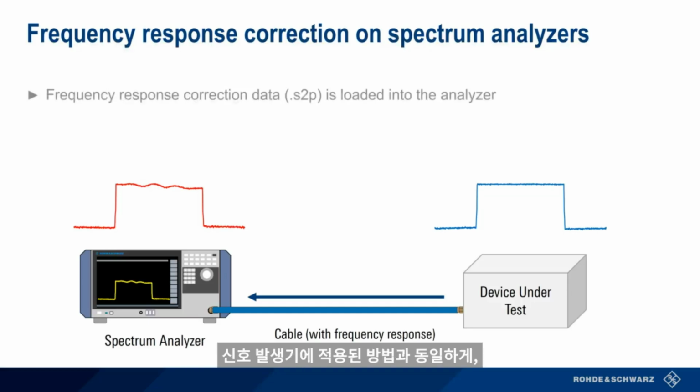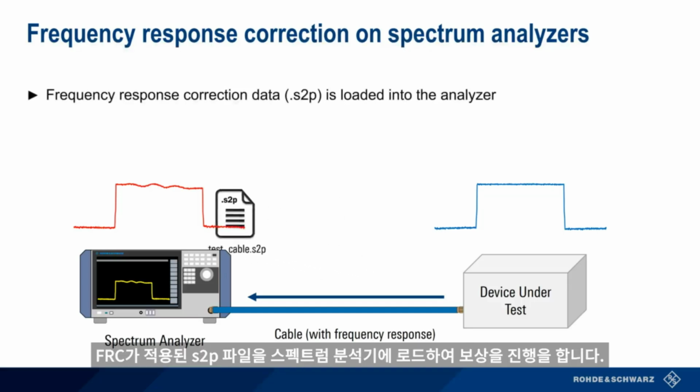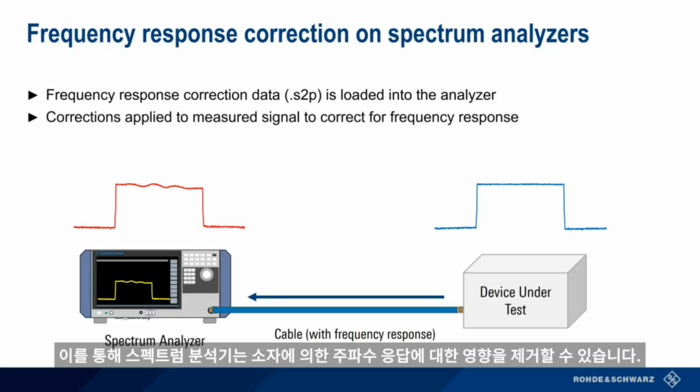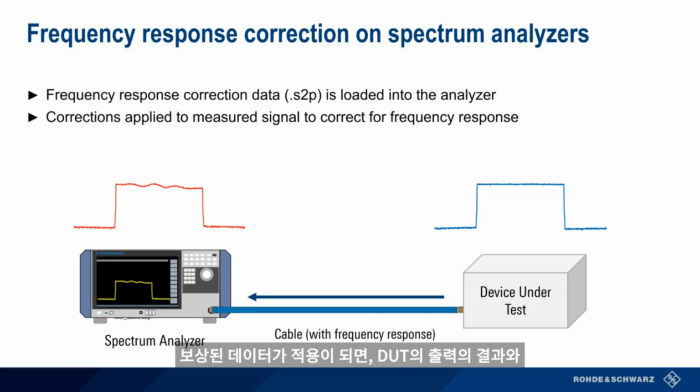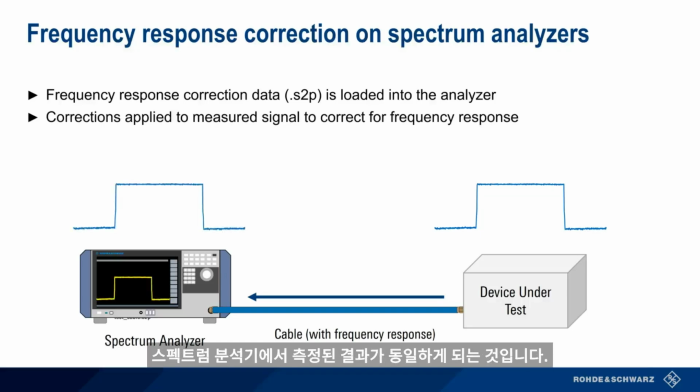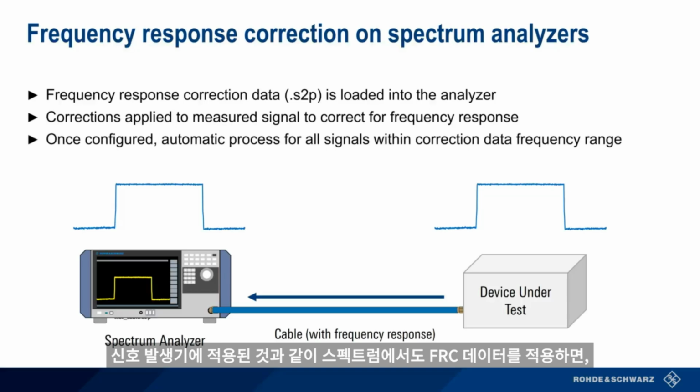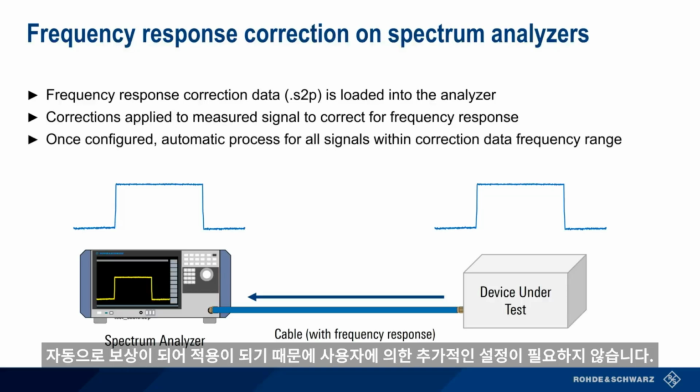As in the case of signal generators, frequency response correction data in the form of S2P files are loaded into the analyzer. The analyzer then applies these corrections to the measured signal to remove the effects of frequency response. After applying these corrections, the signal seen by the analyzer is the same as the signal at the DUT output. And, just like signal generators, spectrum analyzers automatically apply the loaded and configured corrections to all signals within the correction data range, and this occurs without any additional user intervention.